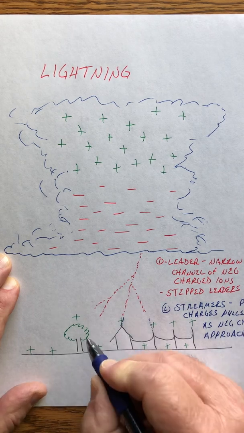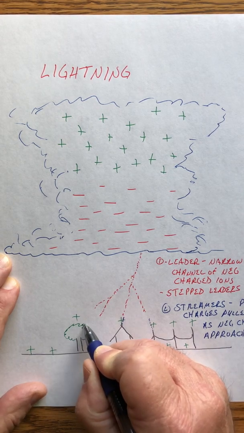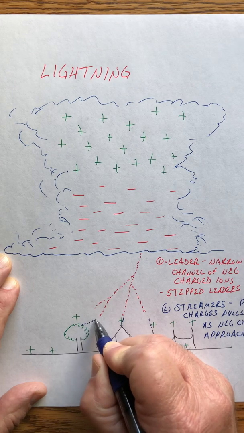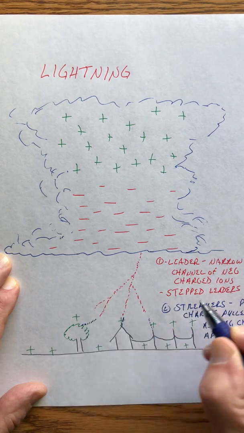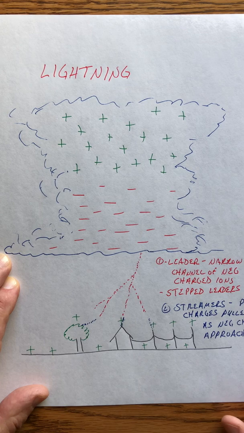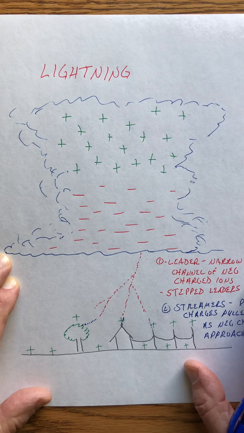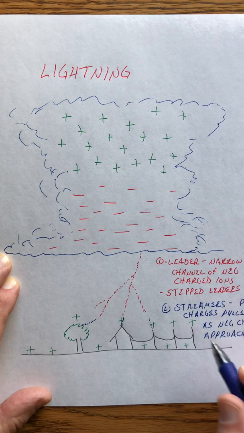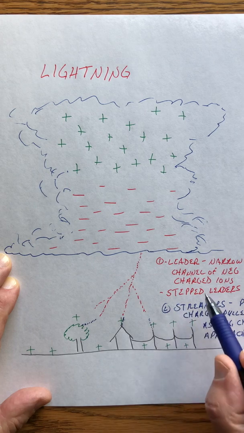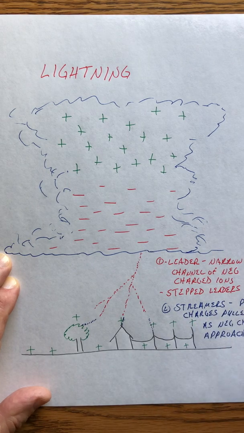Okay, and typically these streamers will leave the higher objects, the taller objects in the area. So this is why you don't want to be the tallest object in a particular area, because a streamer could literally be leaving your head. If you're fishing, it could be leaving the fishing pole. If you're golfing, it might leave the golf club. So you do not want to be the tallest object in a particular area. So these streamers get pulled up by the negative charges of the leader.